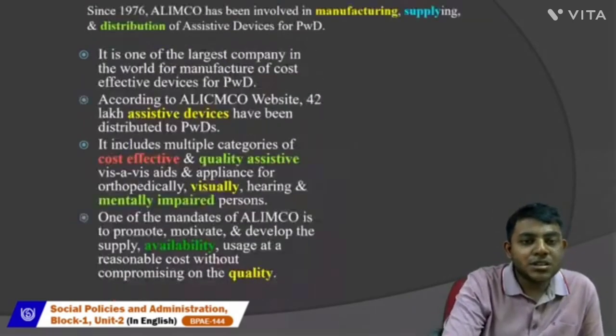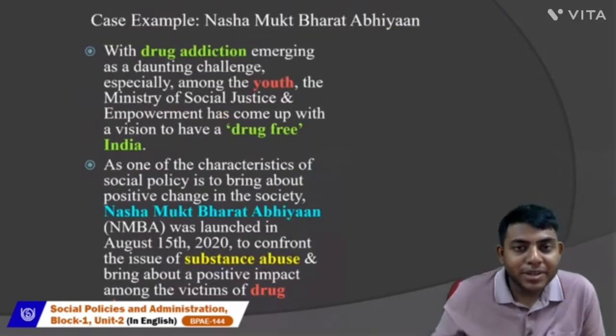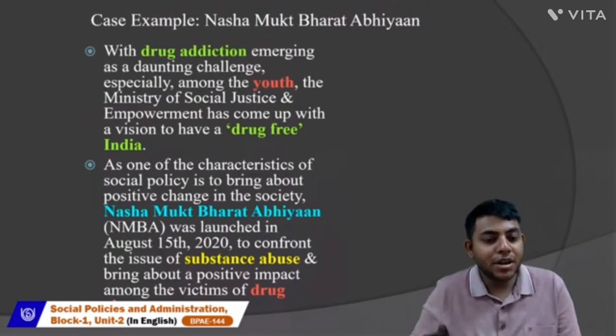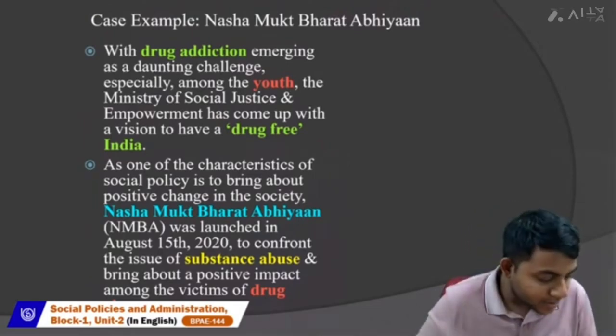So let us now discuss certain case examples. The first would be the Nasha Mukt Bharat Abhiyan. So with drug addiction emerging as a daunting challenge, especially amongst the youth, the Ministry of Social Justice and Empowerment has come up with a vision to have a drug-free India.